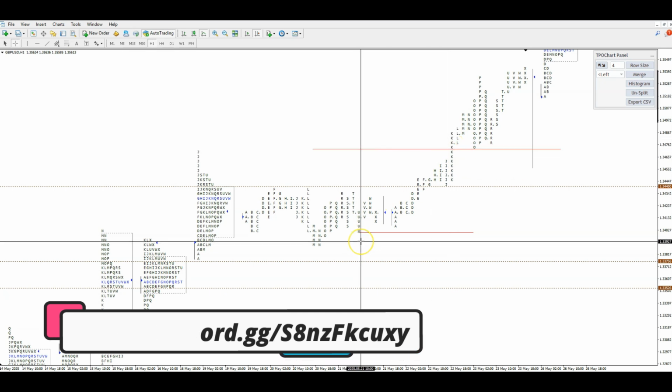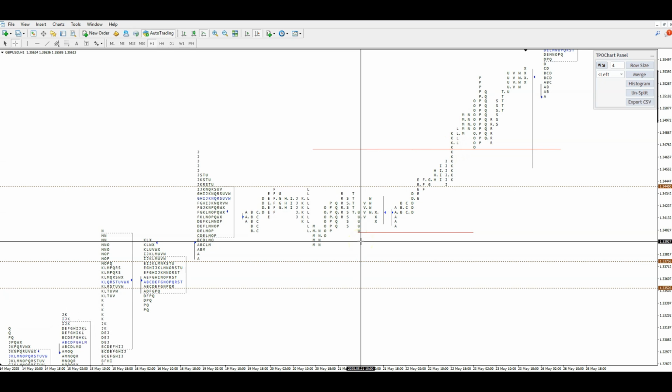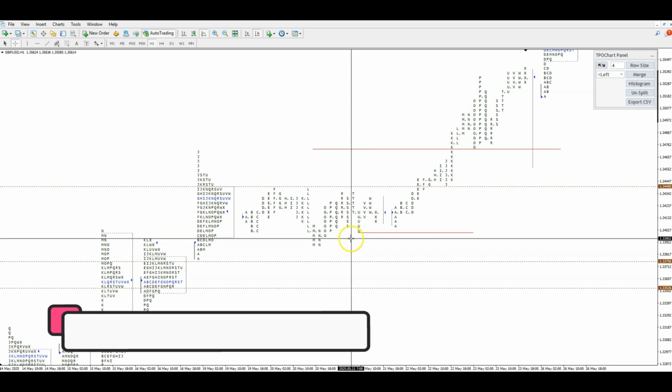It's about a 60 pip run against 22 pips. It's nearly a 3-to-1 on a risk reward basis. Like, you've got nothing to worry about.